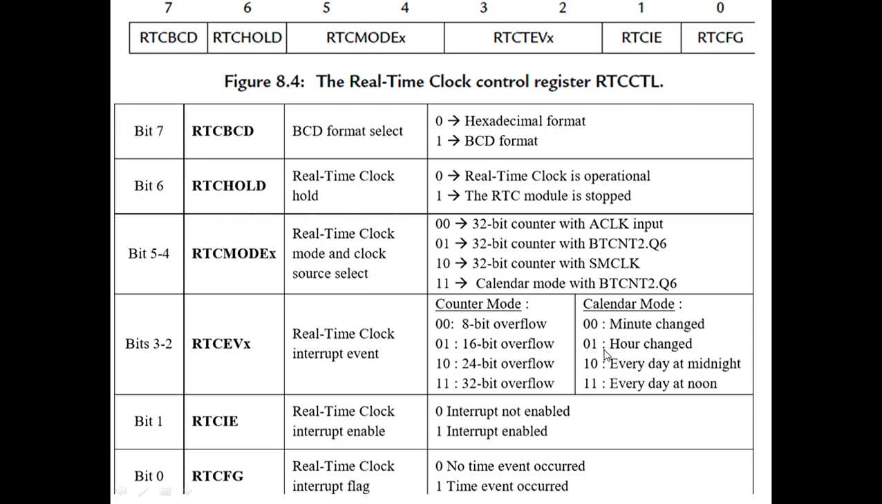like that. Similarly, if you want to select the timer mode or counter mode, counter mode means the value 00 with the clock signal coming from the auxiliary clock. 01 means a 32-bit counter with the clock signal coming from the basic timer. 10 means the clock signal is coming from the subsystem master clock. 11 means calendar mode. Similarly, if you want to stop the real-time clock, bit 6 value is 1. If you want to represent the real-time clock value in BCD, that is 1. Like that, the real-time clock will work.